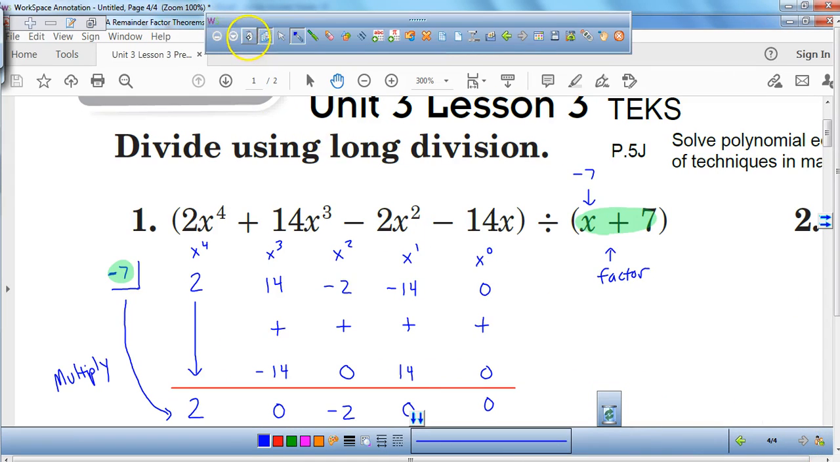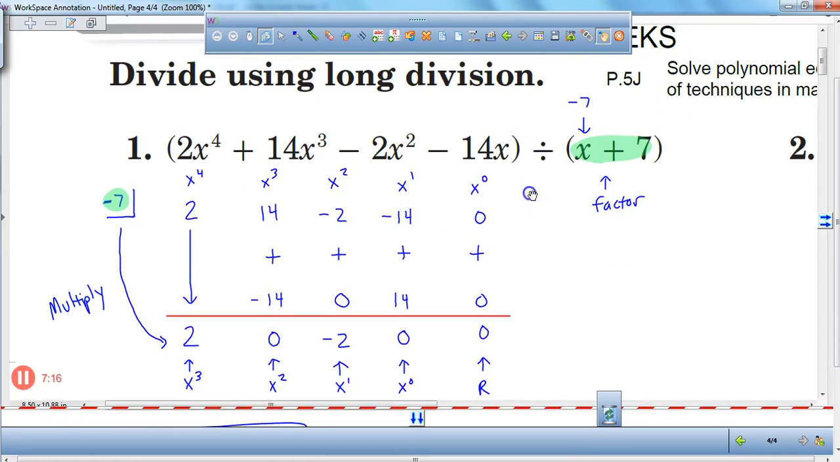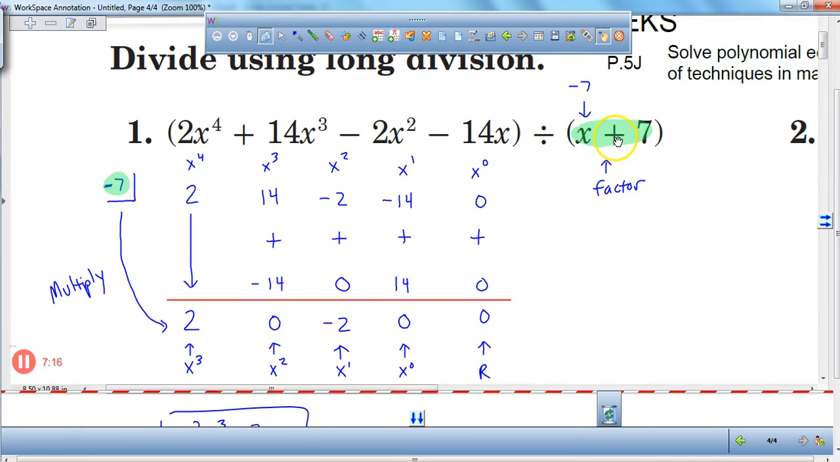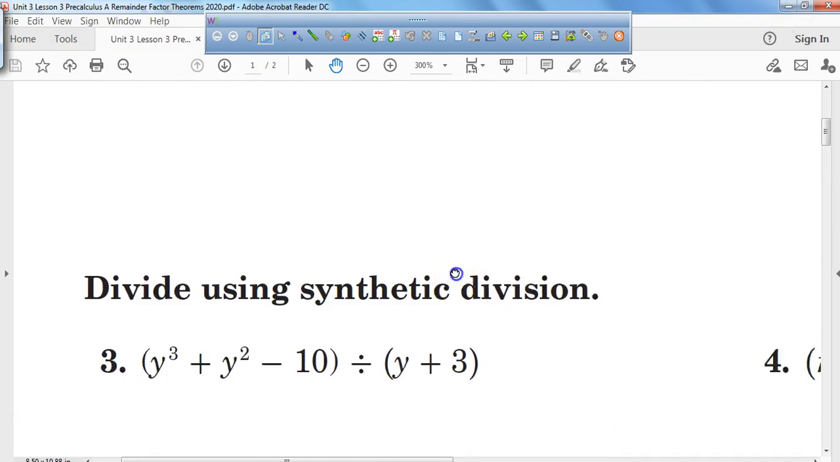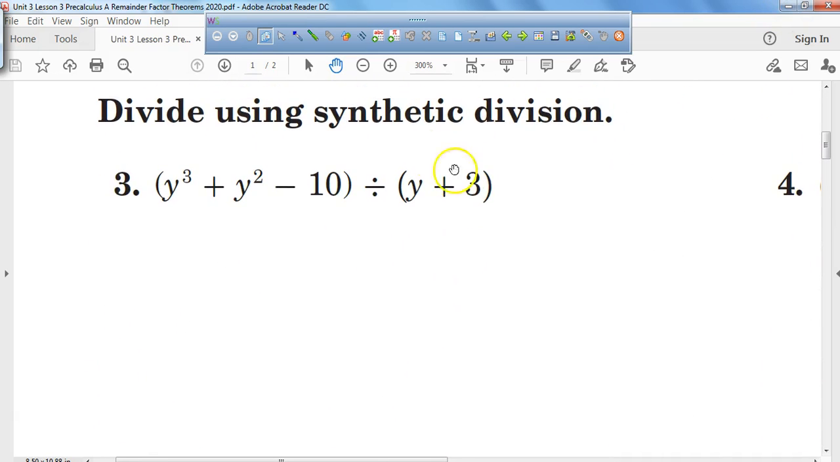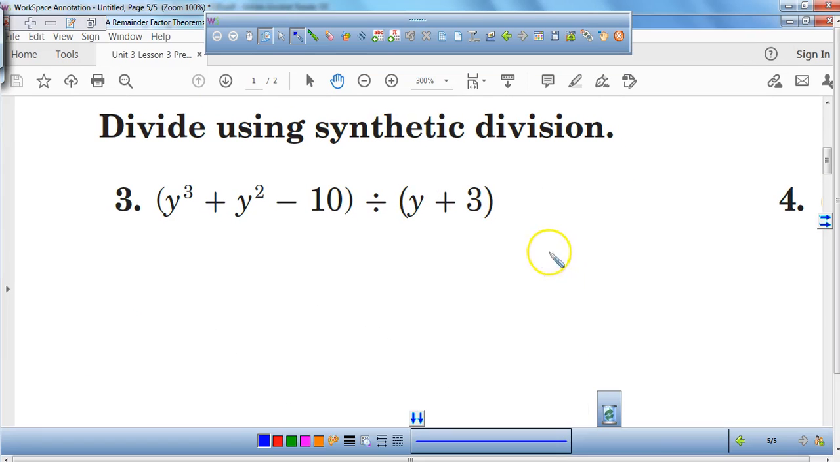Now, there is a rule for the only time you can ever use synthetic division, and it has to be a linear factor. Okay, you can't use it if it was something being squared. So if that said x squared plus 7, I would not be able to use synthetic division. I'd have to use long division. Okay, so what we're going to do is another problem. We're going to do number 3 right here.